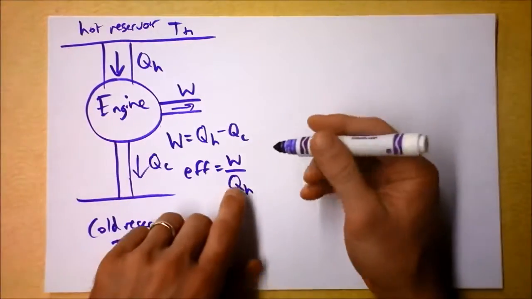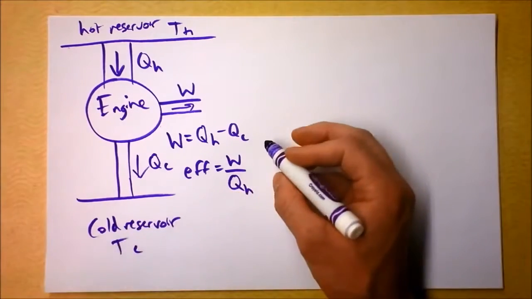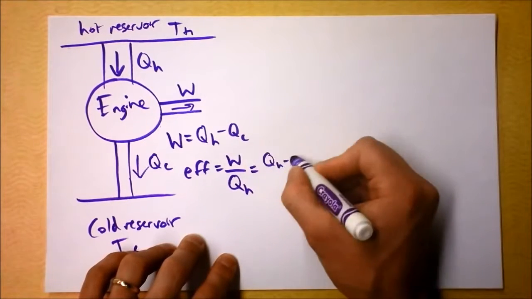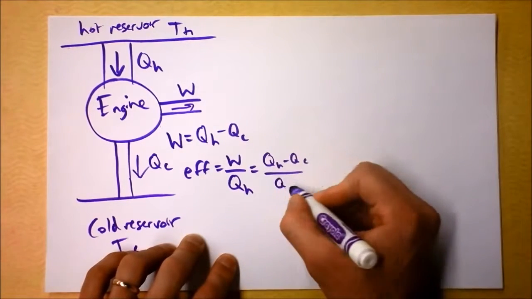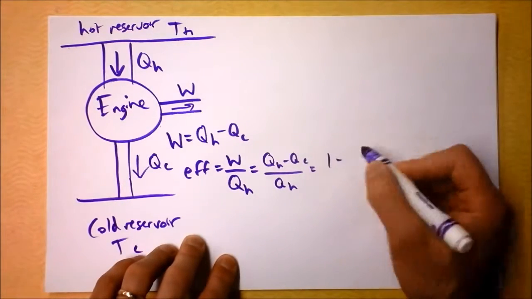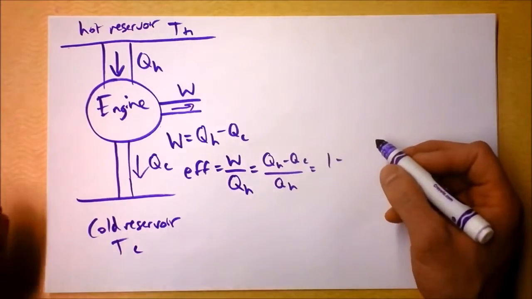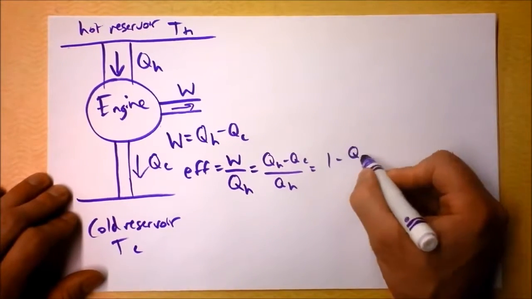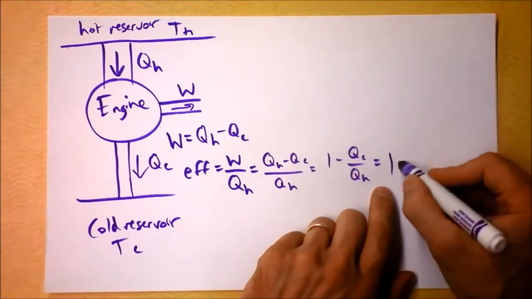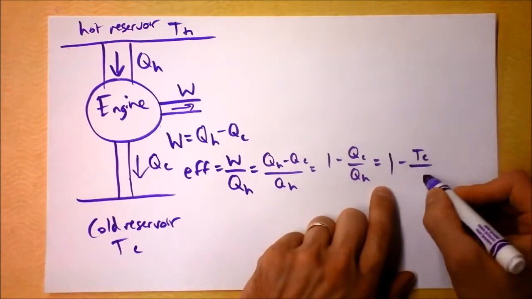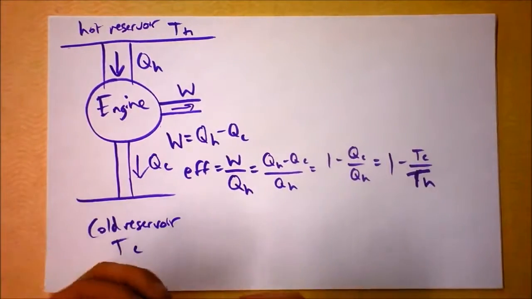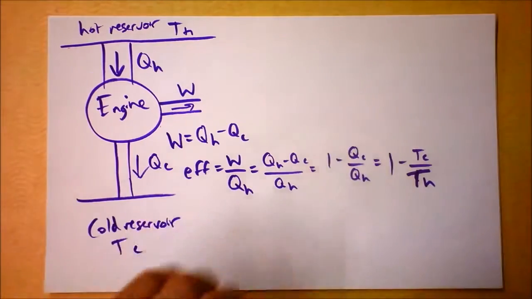But at any rate, we were able to go on with this and say that because the work is QH minus QC, the efficiency, divided by QH, is the same thing as 1 minus QC over QH, and then Lord Kelvin helped us make that decision that that was the same thing as 1 minus the temperature of the cold reservoir divided by the temperature of the hot reservoir. So the efficiency cannot be 100%.